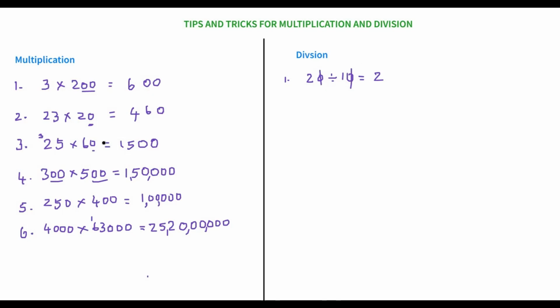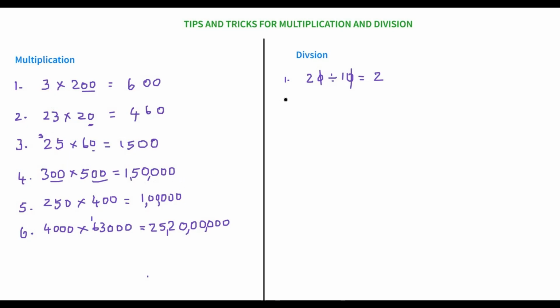But in multiplication, we add up all the zeros and write them. So this is the difference. That's why I've written it side by side, so that you know the difference between multiplication and division. In division, we cross out the zeros. But in multiplication, we add up all the zeros and write them in the answer.